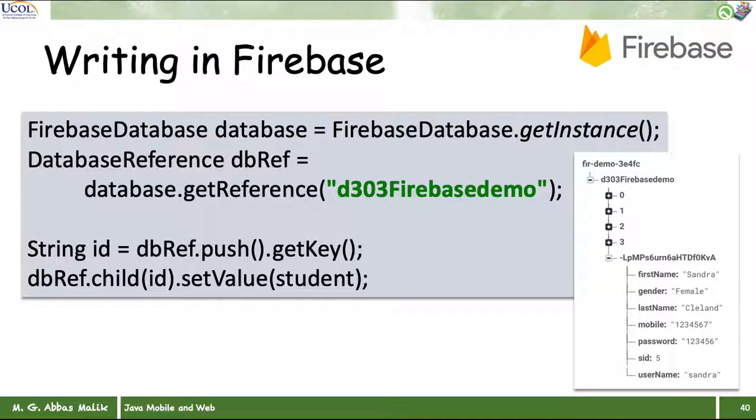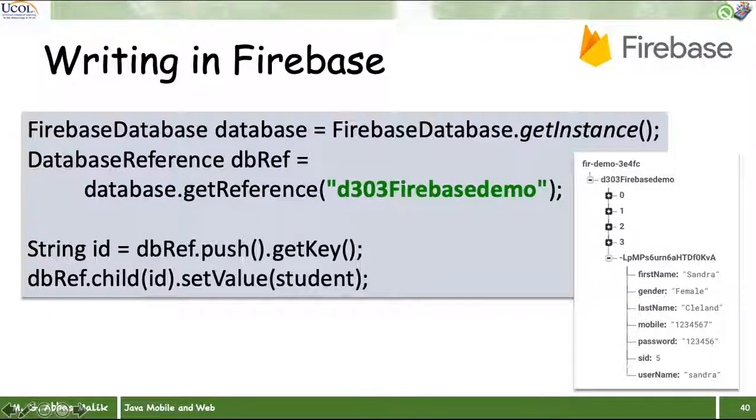Okay, so this way we can just add the information in the database. Simple. Create that student object, put all the information inside it, connect with your database, get that specific instance, get the reference of our object, and inside that object create a key and add that student object inside it.